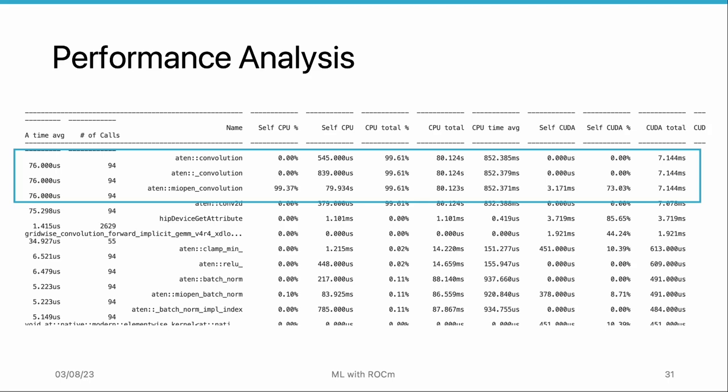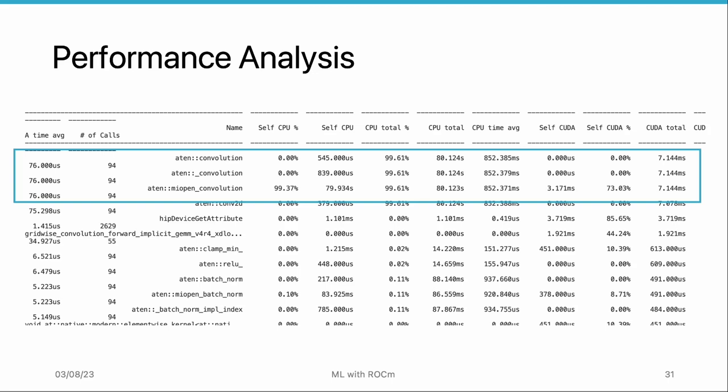One thing to note, the CPU total time for the convolution operation is considerably higher compared to the CUDA total time. Specifically, the CPU total time is 80.124 seconds, while the CUDA total time is only 7.144 milliseconds. Remember, the CUDA time represents the GPU execution time. By examining other operations and drawing similar conclusions, we can utilize the profiler output to identify potential performance bottlenecks. This information helps us target the operations with the highest time consumption on both the CPU and GPU, enabling us to optimize our code effectively.